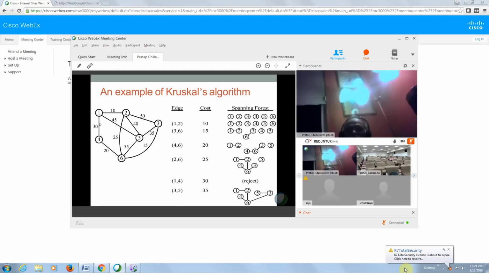Okay. So you have edge 1 to 2. You know the value can go. Okay. Next is edge 3 to 6. Where is 3 to 6? 3 to 6, 15. Okay. So you put all the edges in ascending order like this.